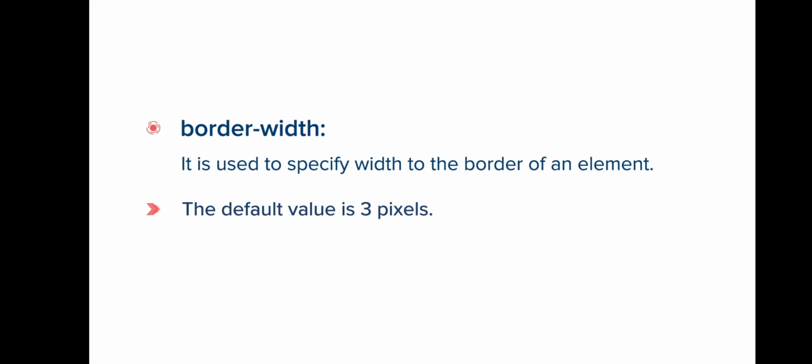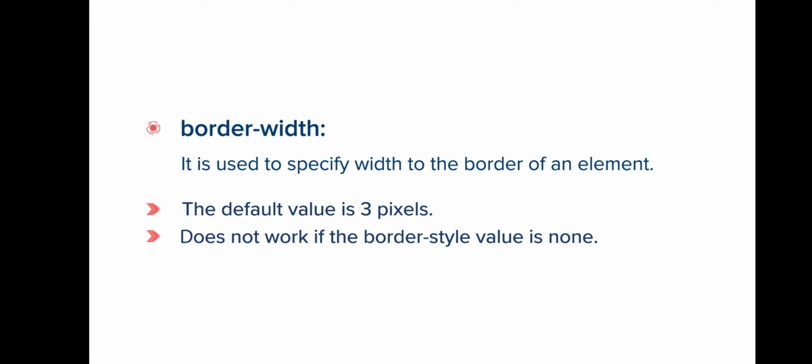Next is the border width property. It is used to specify width to the border of an element. The default value of this property is 3 pixels. Also, note that this property does not work for an element if the border style value is none.